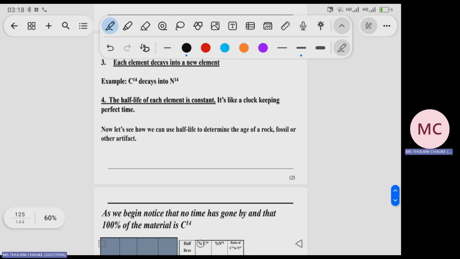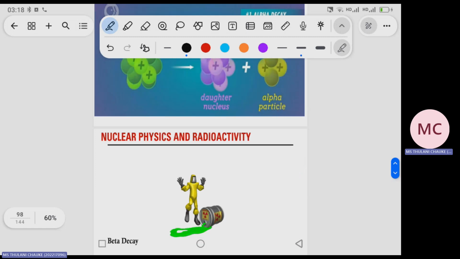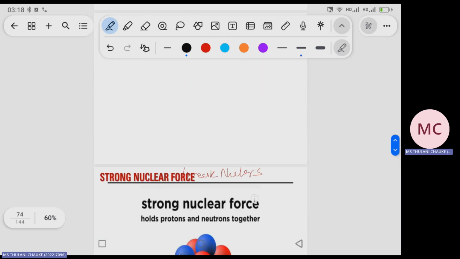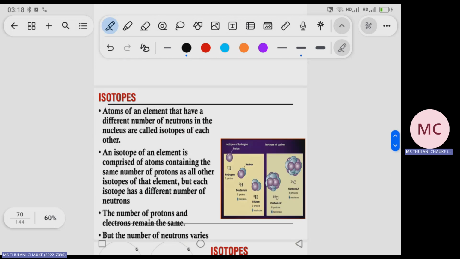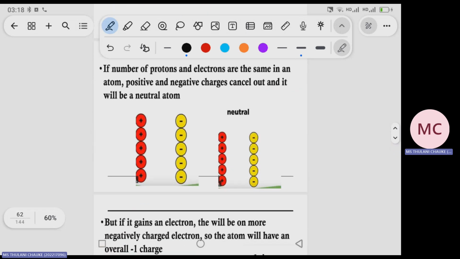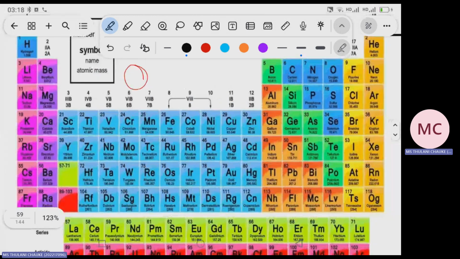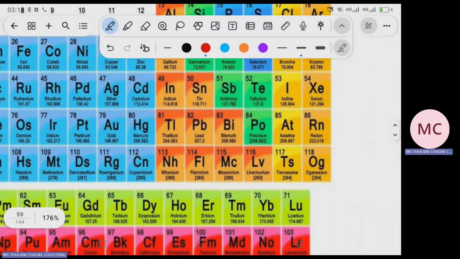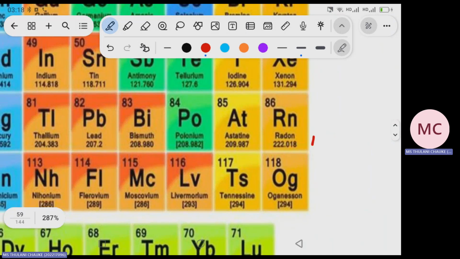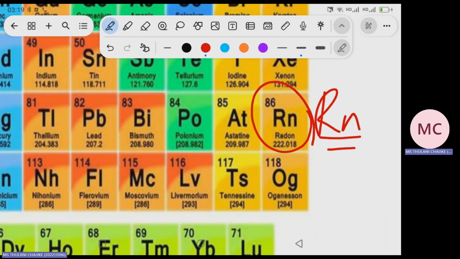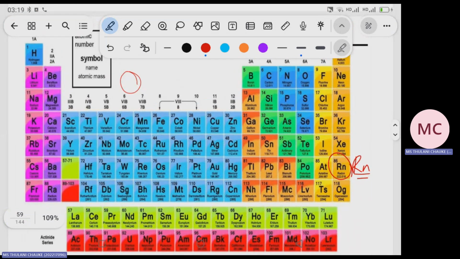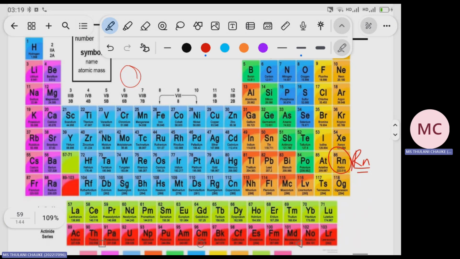What is that table? You just go up and find element number 86. Yeah, so here we go. So this is element number 86. It's radon, so you're just going to say Rn with the atomic number as the subscript. And then 88 is called what? That one was radium.